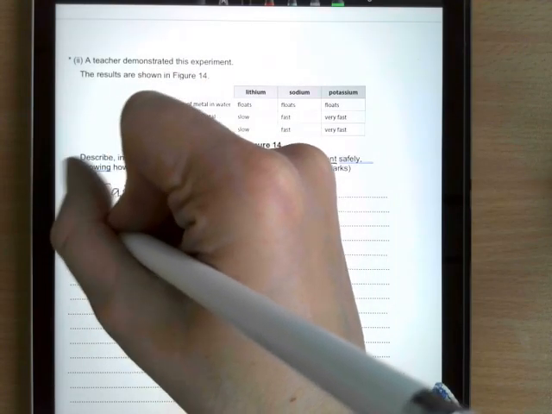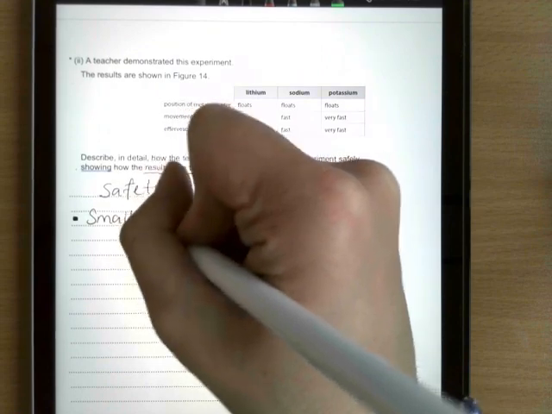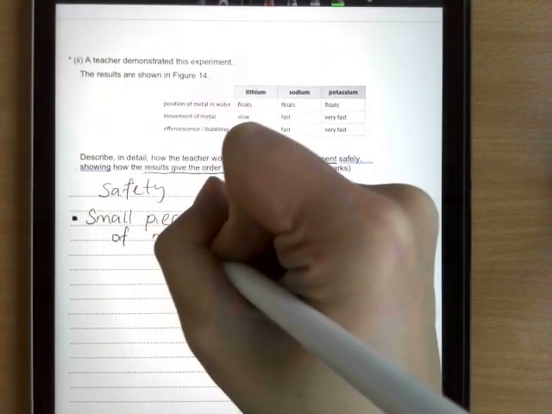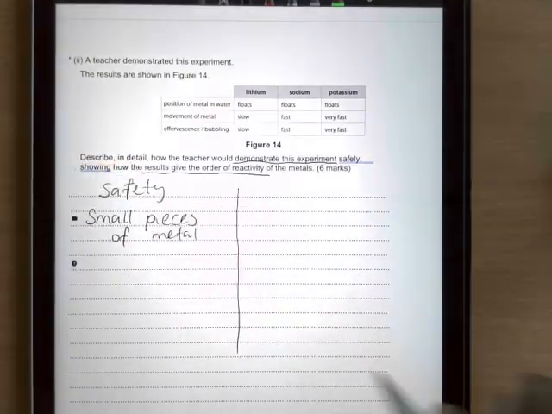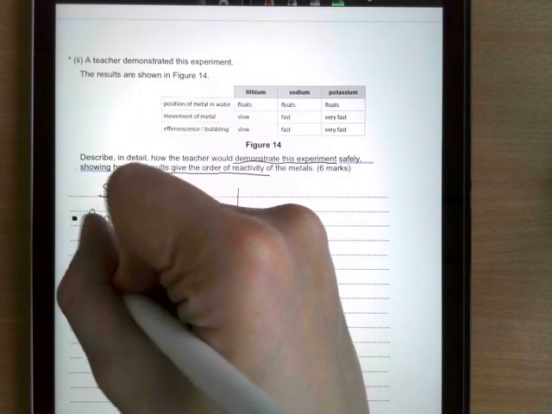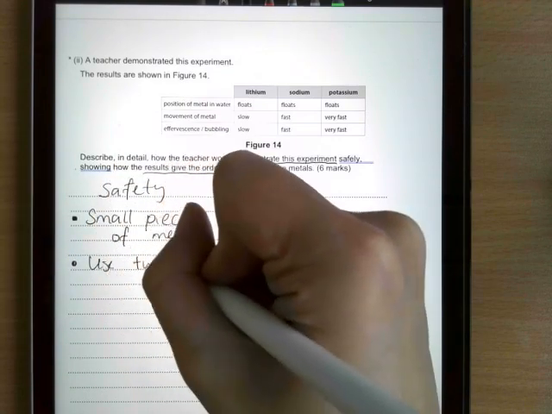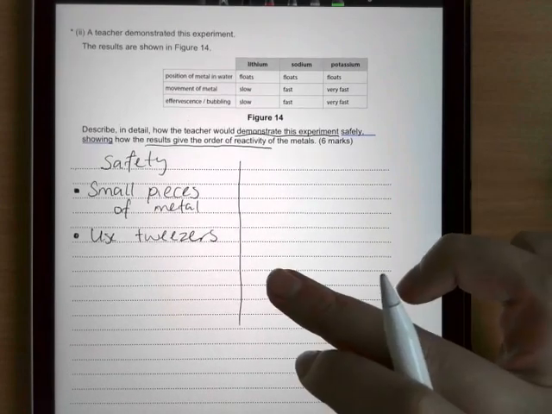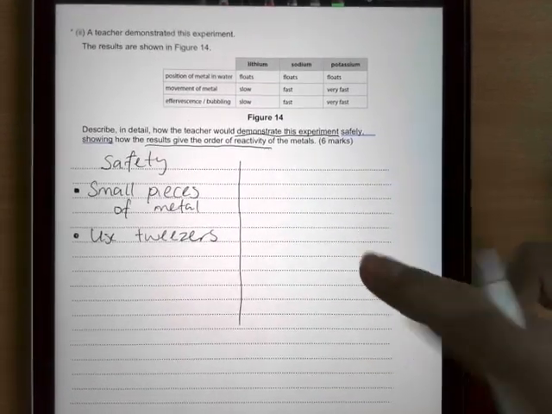I'm going to use small pieces of the metal. And because the metal is so reactive, rather than picking it up in my hands to drop it in the water, I might use a tweezers. Okay, a tweezers will be big enough because the piece of metal we're going to use is so small. So use the tweezers and add a small piece of the metal to the water.